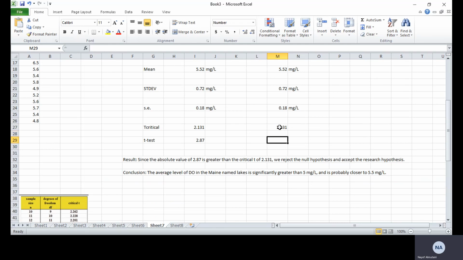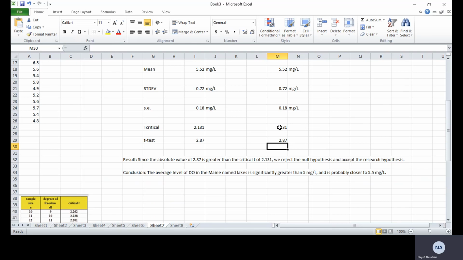Now let's find T test. For T test, we have to subtract the standard from the mean and divide it by the standard error. So equal, open the parentheses. What's the mean? This one, minus, remember the standard, 5, close the parentheses, divided by standard error, 0.18. Click. That's 2.87.